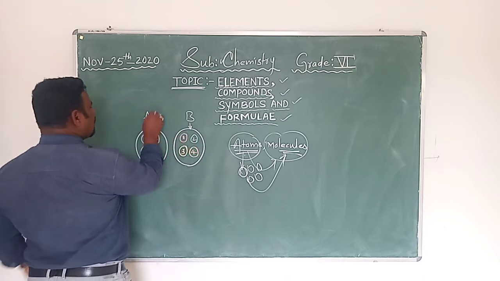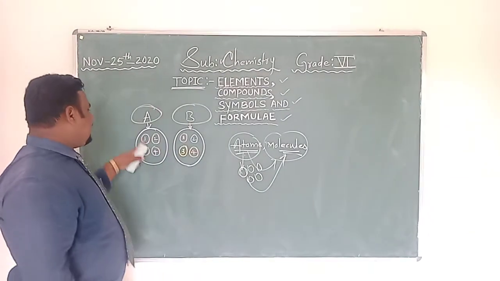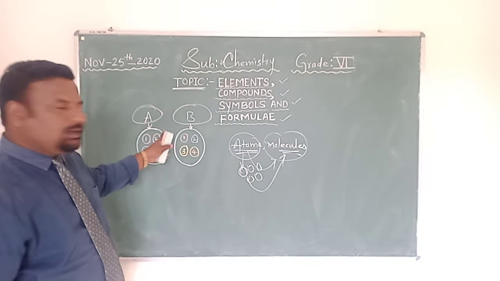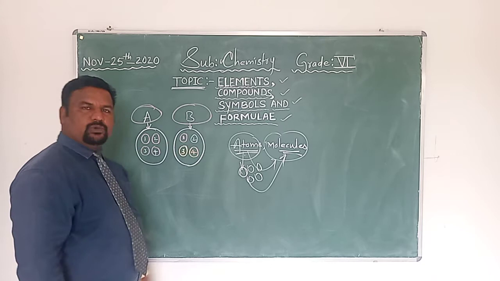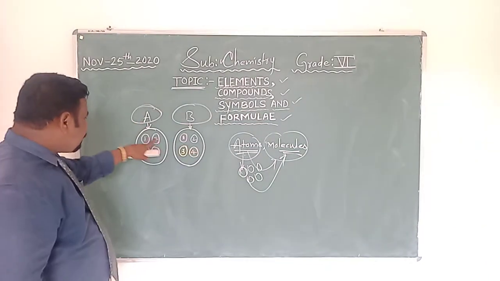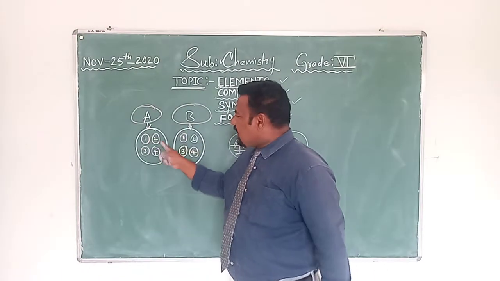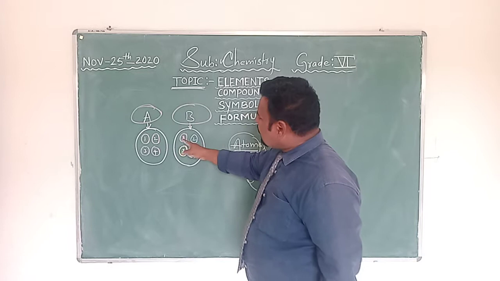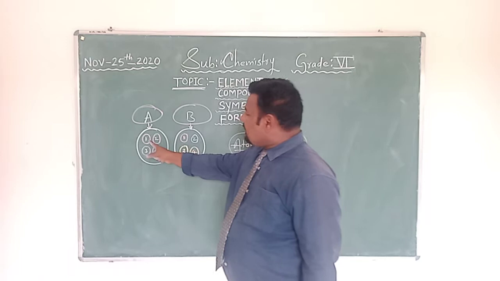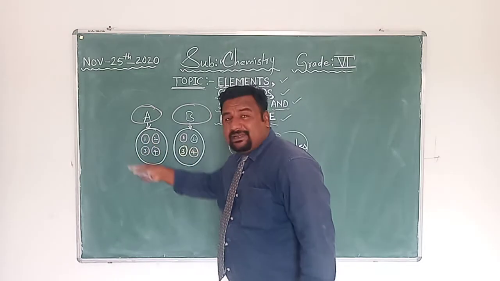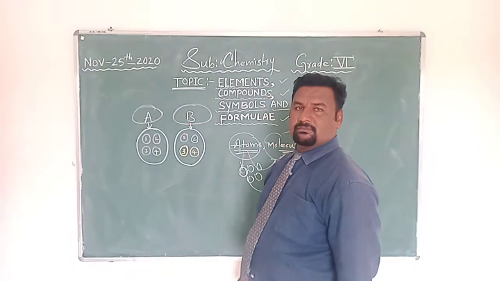We have taken two molecules, A and B. Molecule A is made of 4 atoms. Molecule B is also composed of 4 atoms. Then what is the difference? In A, all atoms present are identical, the same. In B, they are different. Are you getting me?